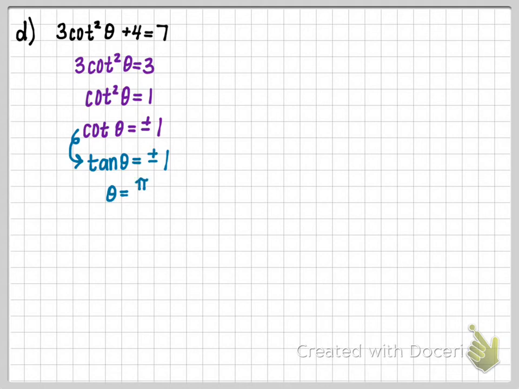Alright, that's going to happen at pi over 4, 3 pi over 4, 5 pi over 4, and 7 pi over 4. Alright.